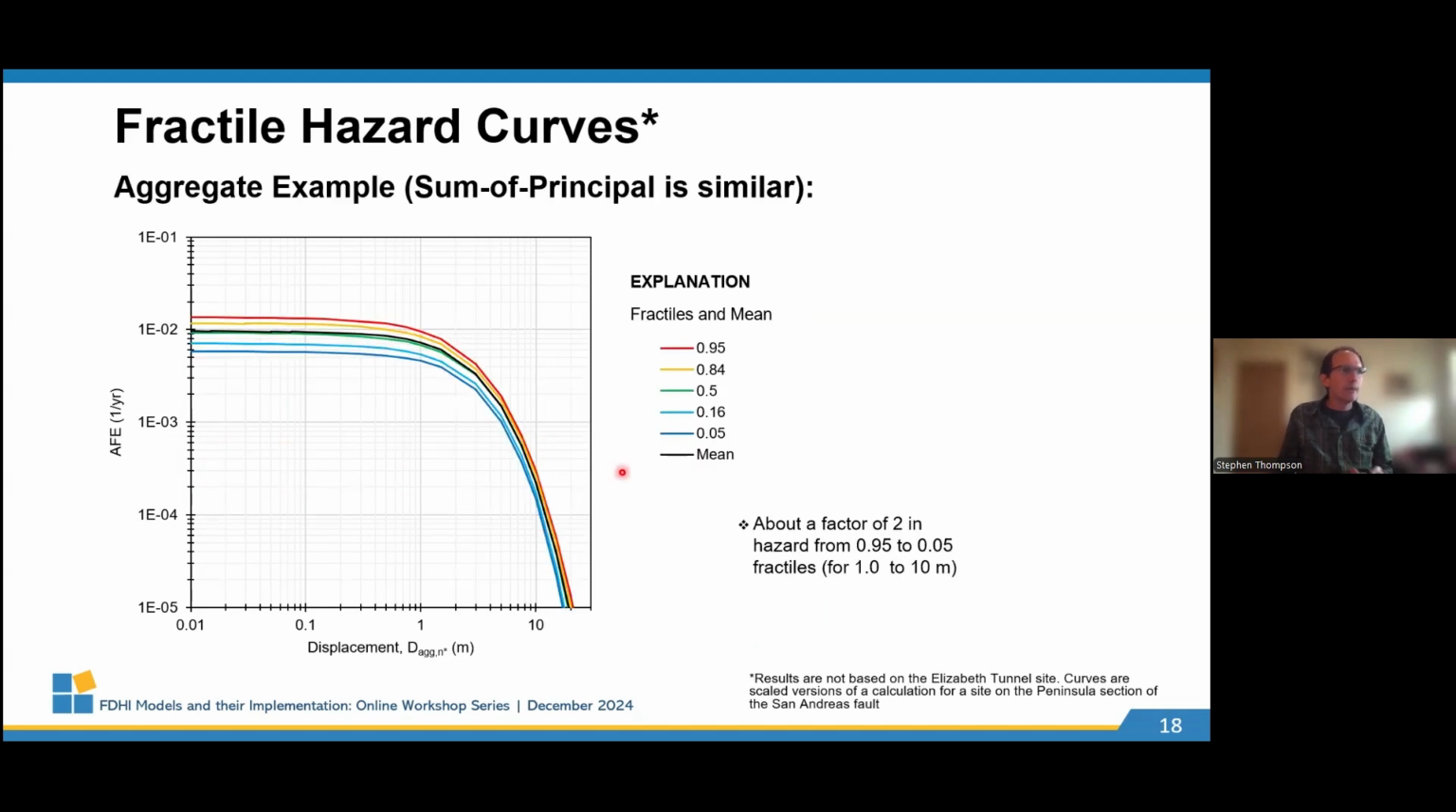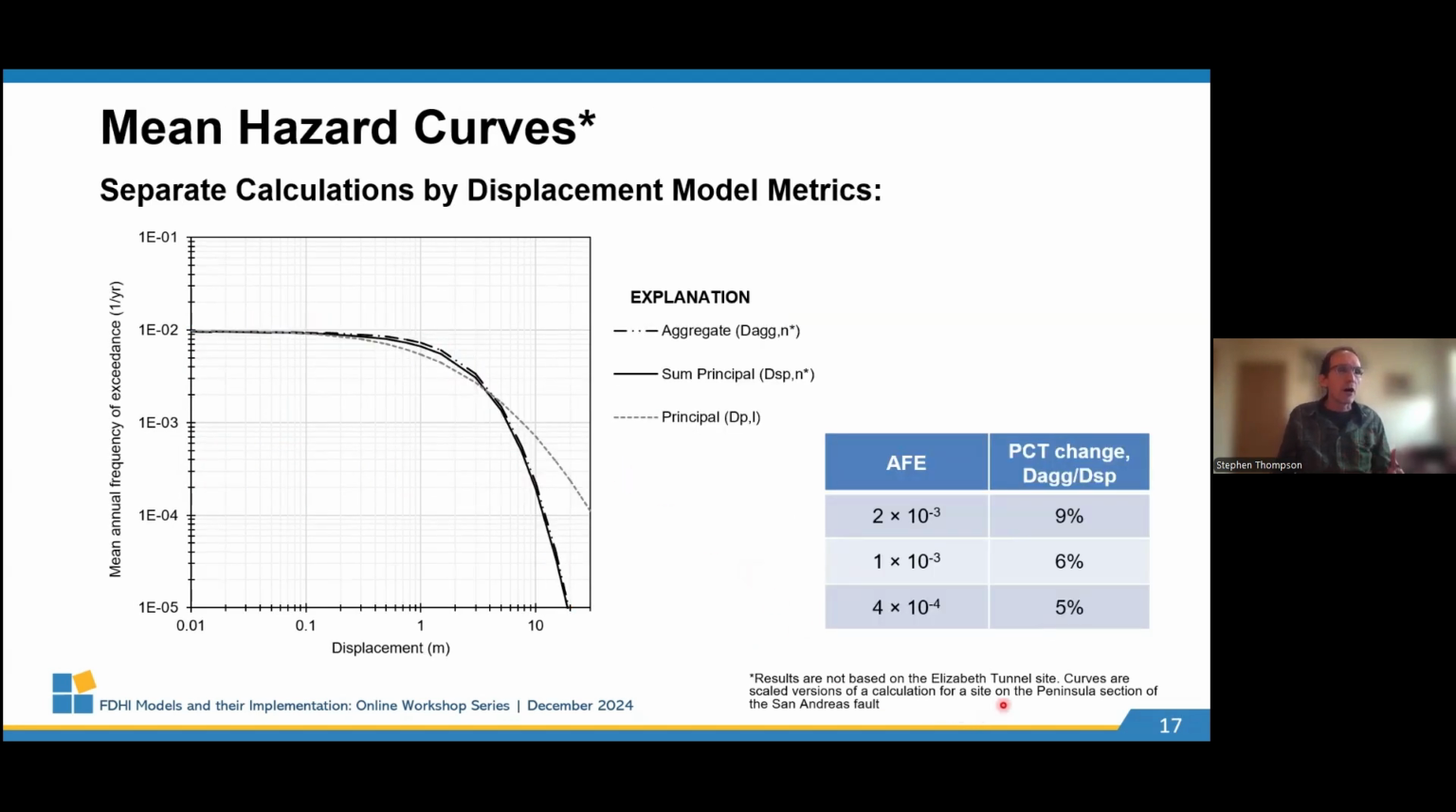I will mention that these particular results are not for that Elizabeth Tunnel site. They're scaled versions of a calculation that we performed for a different location on the San Andreas. So I'm just scaling things to borrow them for our Elizabeth Tunnel location.